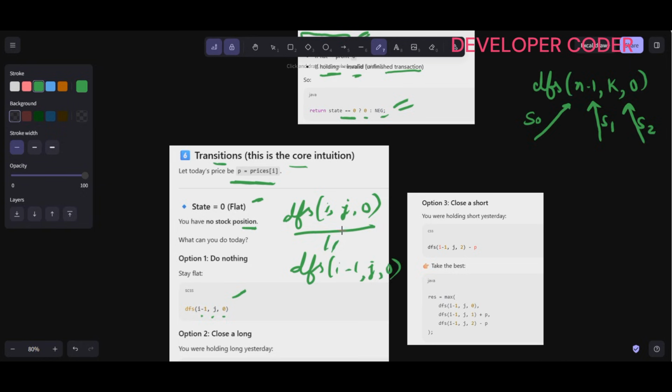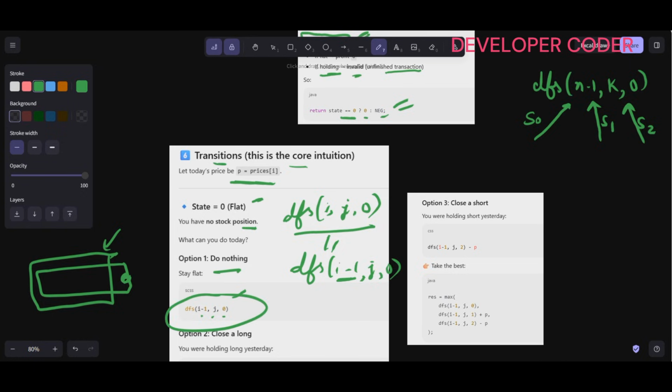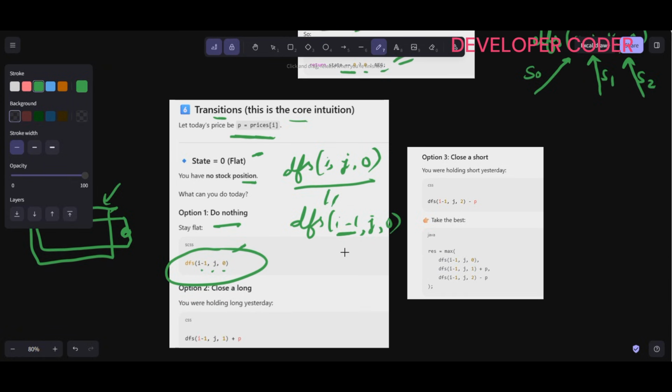You're just moving backward, right? So here you're just moving backward and you did nothing, right? So I can say that DFS of i, j, 0 is equal to DFS of i minus 1. So the result until here is the same as the result until here, right? Because you didn't do anything here. So that is why I'm writing this. Clear?